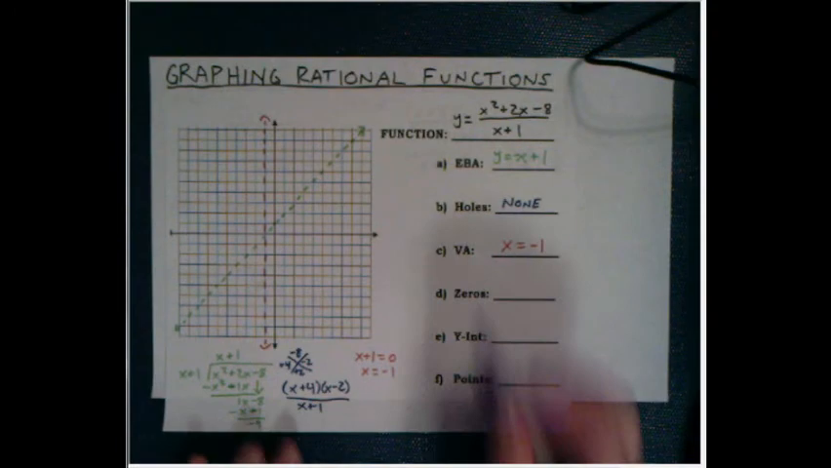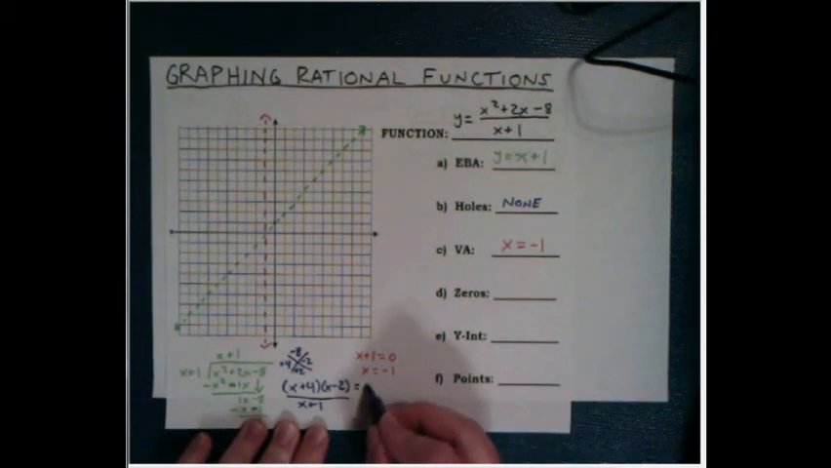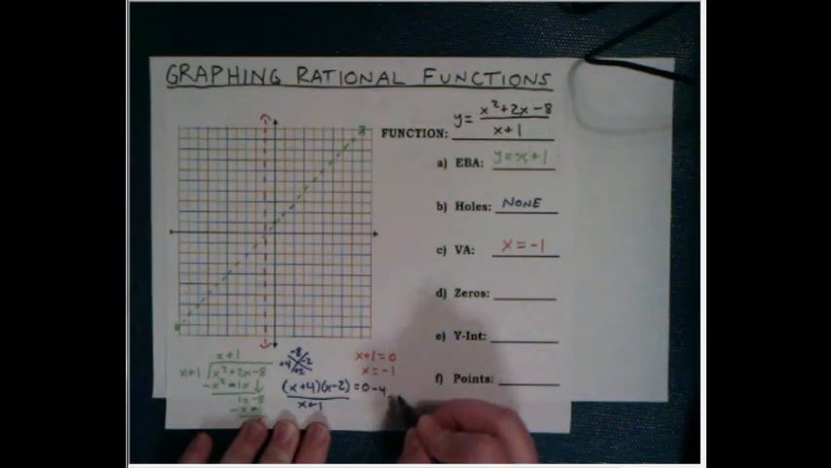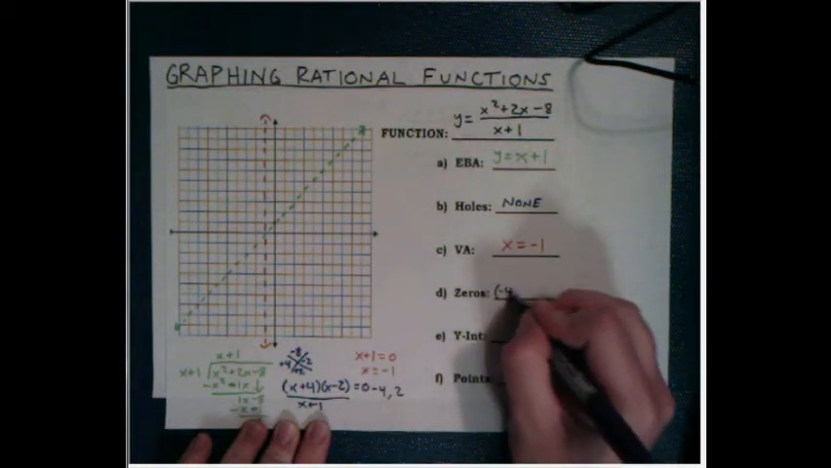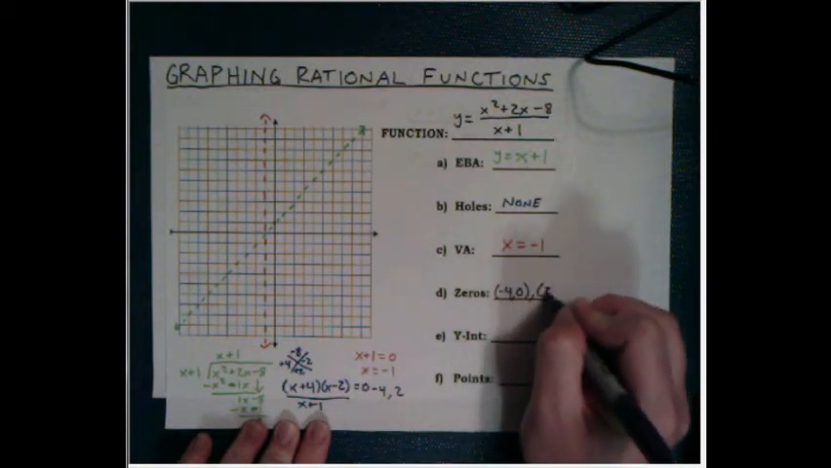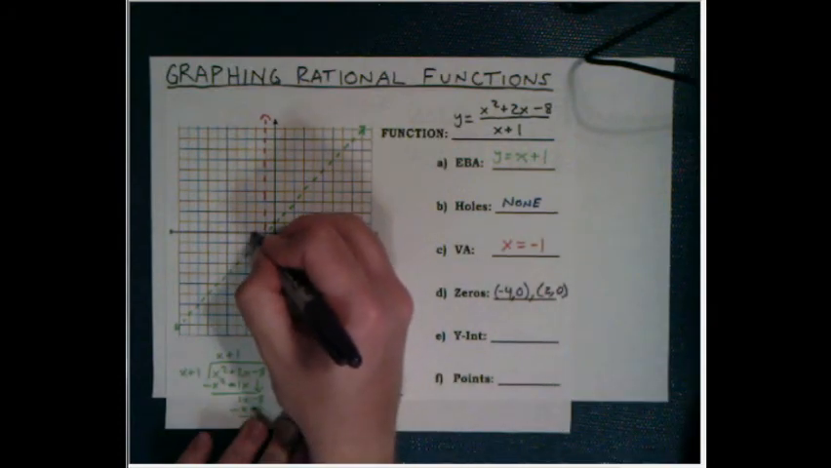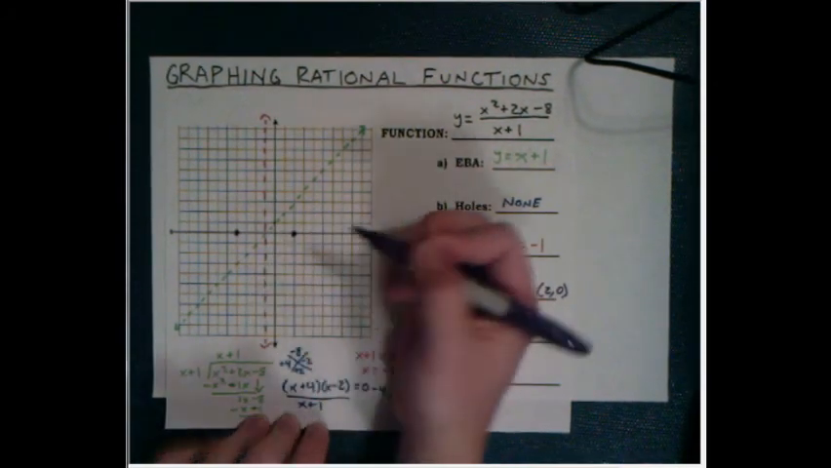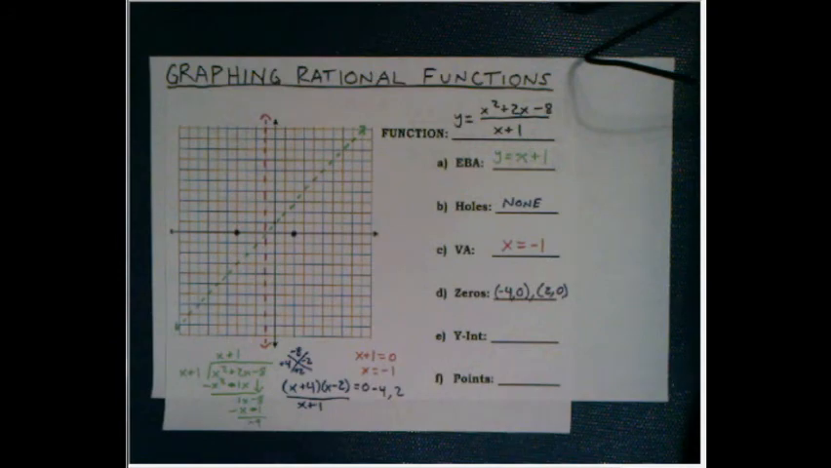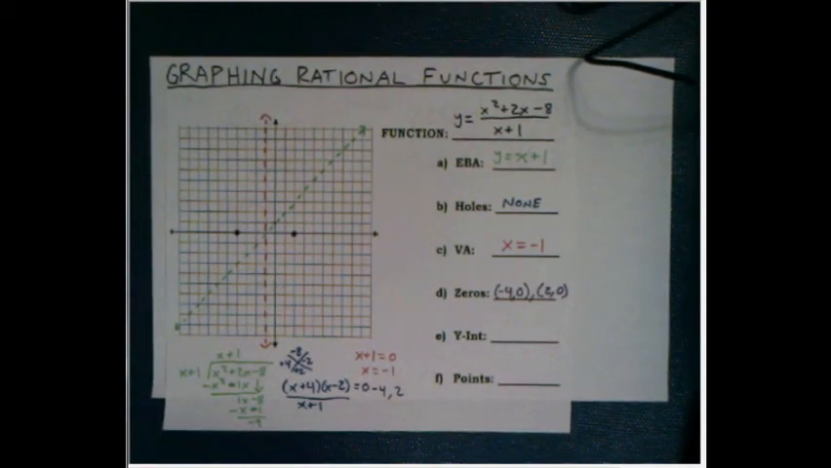Next we move on to the zeros. The zeros are going to be when the top is equal to 0, and since we already factored it, if we set the top equal to 0, we'll have negative 4 and positive 2. Writing those as points, we'll have negative 4, 0 and 2, 0, and we can plot both of those. So negative 1, negative 2, negative 3, negative 4, 1, 2. Notice that we got a point on both sides of the vertical asymptote. That's really good. That helps us out a little bit. We won't necessarily have to find any points.